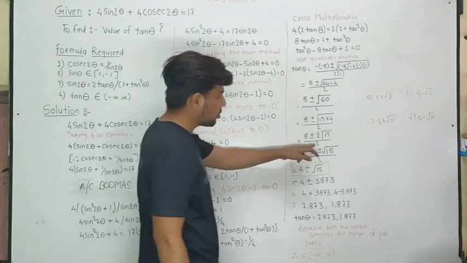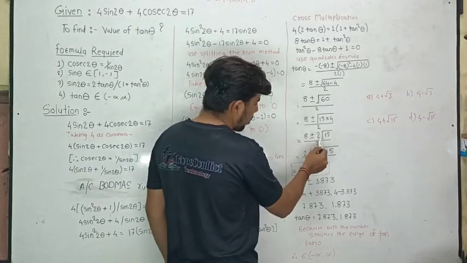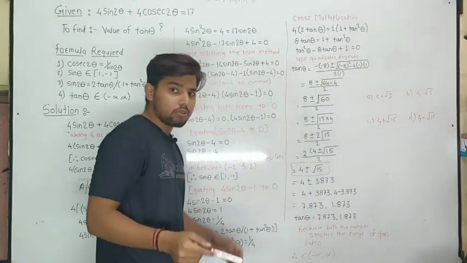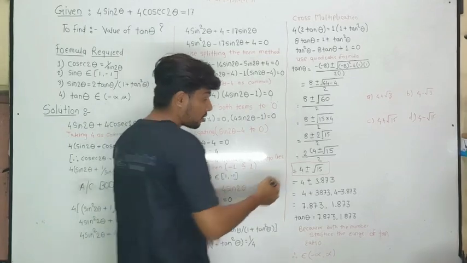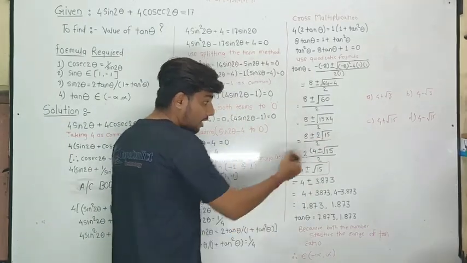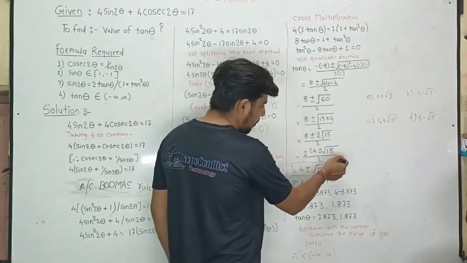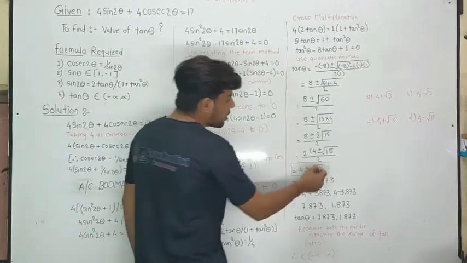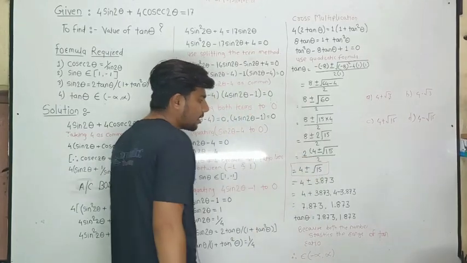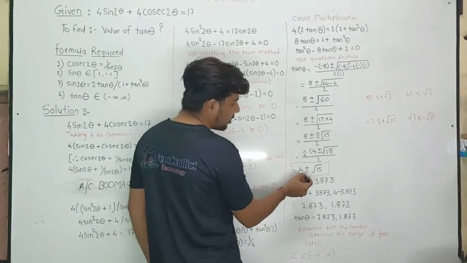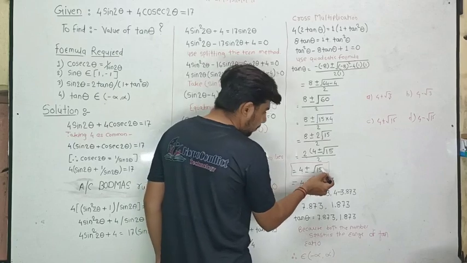Now here you see that here is 8, here is the 2, and here is also 2, so we are able to take the common 2 from all these terms. So take 2 as a common, so we get 2 in bracket of 4 plus minus under root of 15 by 2. Now these 2 and these 2 will get cancelled, so we get the final answer, which is 4 plus minus under root of 15.